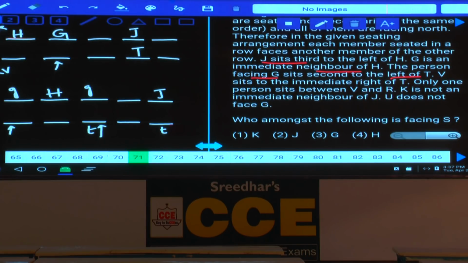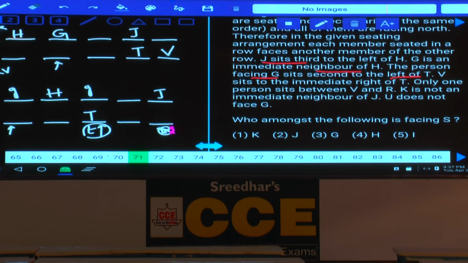V sits to the immediate right of T. As V is to the immediate right of T, in the first case V will be here. And in the second case, T can be here or here, out of which T cannot be here, isn't it? Why? If T is here, V, to the immediate right of T, is not possible. So T must be here.